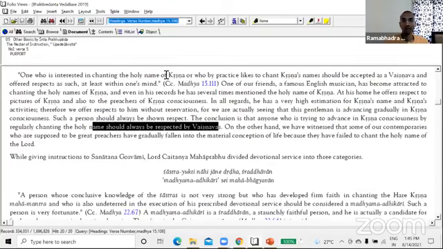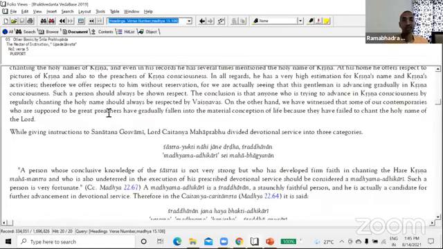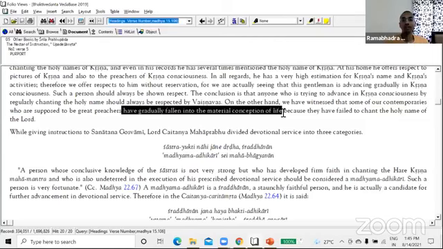Prabhupada speaks about how he gives respect to George Harrison. Then he says, on the other hand, we have witnessed that some of our contemporaries who are supposed to be great preachers have gradually fallen into the material conception of life because they have failed to chant the holy name of the Lord.